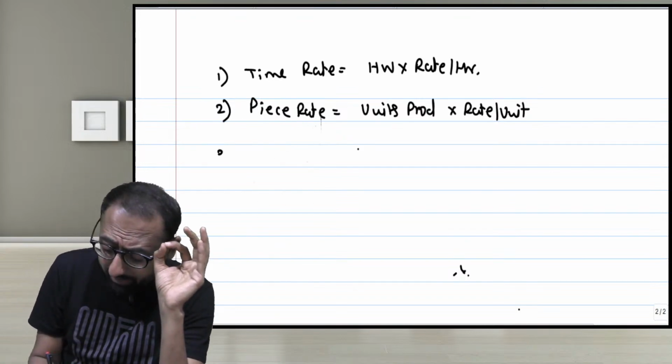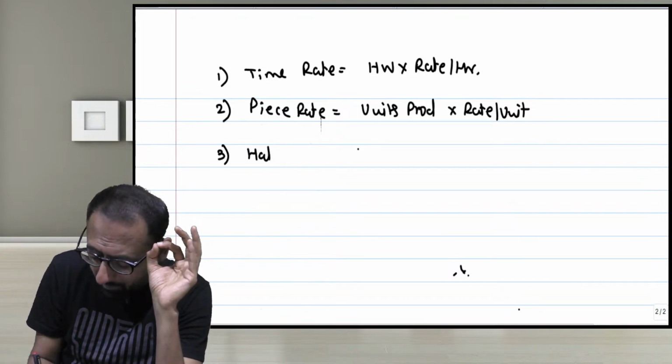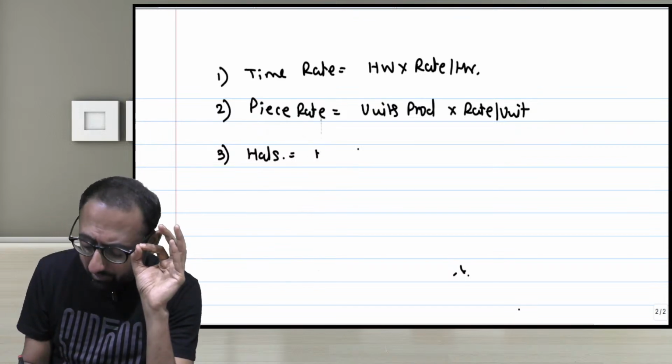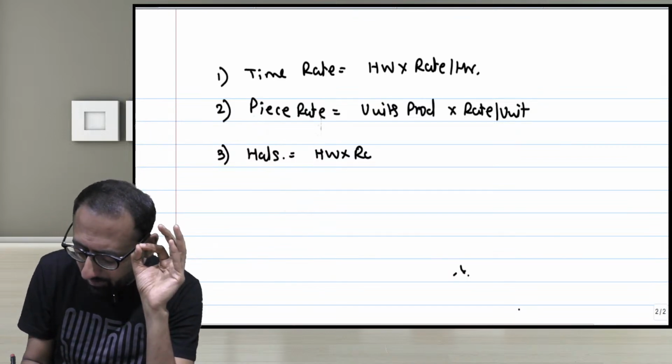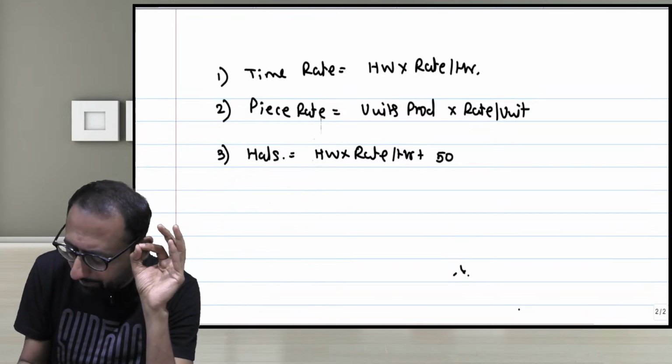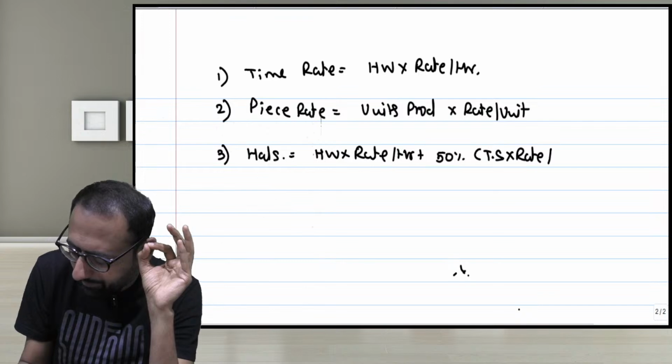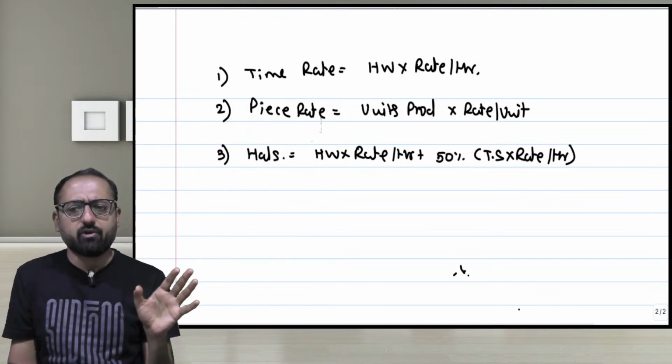Now the third formula we have seen is the Halsey premium plan. The formula is very simple: hours worked multiplied by rate per hour, plus 50% of time saved multiplied by rate per hour. So this is your formula for Halsey.